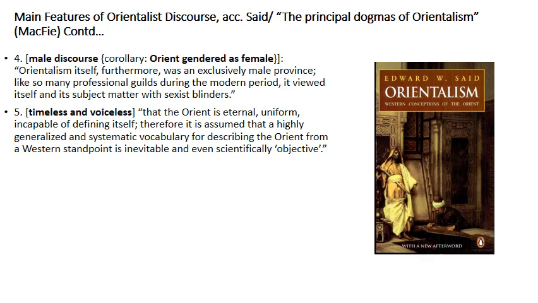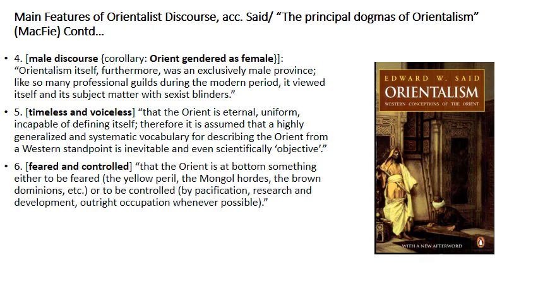Moving on: timeless and voiceless, the idea that the Orient is eternal, uniform, incapable of defining itself. Therefore, it is assumed that a highly generalized and systematic vocabulary for describing the Orient from a Western standpoint is inevitable and scientifically objective. So basically, the idea of the Orient as an unchanging place is that it's eternal, it's uniform, and also unable to define itself, needing the Orientalists to speak for it. And therefore it supports the idea that a general, systematic, and scientific, and therefore eternally unchanged, vocabulary or set of ideas about the Orient from a Western standpoint could be true for all of time.